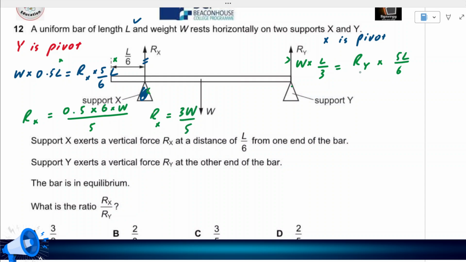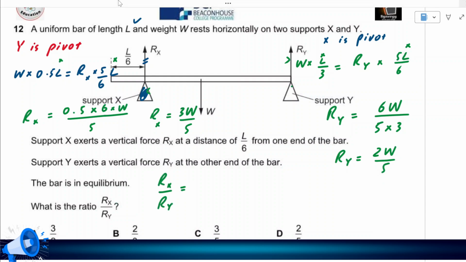Now let's talk about the right side. Length cancelled out. Ry equals 6W divided by 5 times 3. Then you can also write it as 2W divided by 5. We need to find the ratio of Rx to Ry.